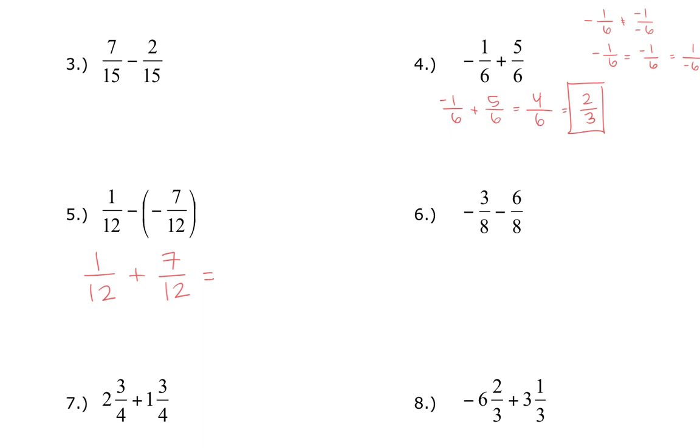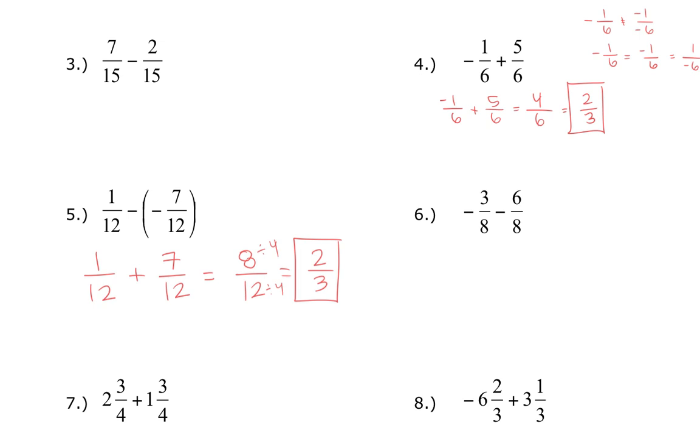All right, so then when I add these two fractions, I get 8/12. That can then simplify to 2/3. And again, I always want to write things in simplest form. Here, I divided the top and bottom by 4 to get that as a simplified fraction. All right, let's look at number 6 now.